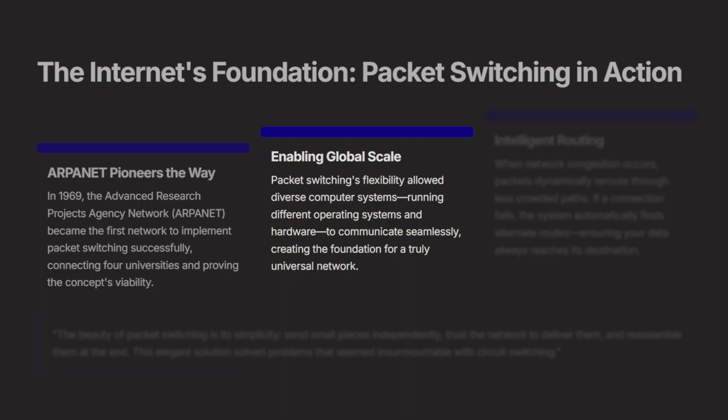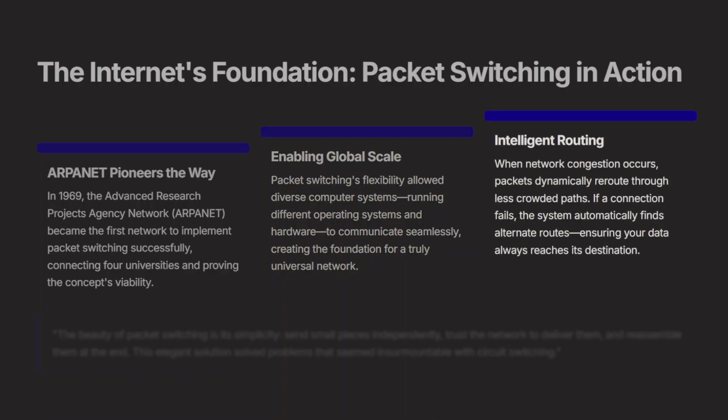Kind of. The routers, the connection points in the network, are constantly talking to each other, monitoring traffic. If one path gets jammed up with data... Like a digital traffic jam. Right. The routers tell incoming packets, maybe try this other route, it's clearer. So packets dynamically shift to less crowded paths. If a cable gets cut or a router fails entirely, the system just routes around it automatically. It's designed to be self-healing.